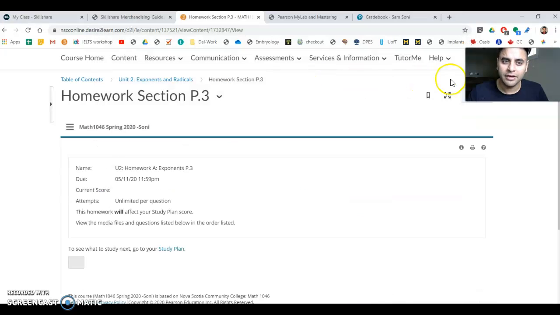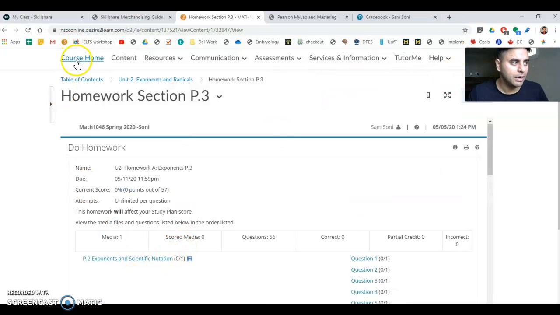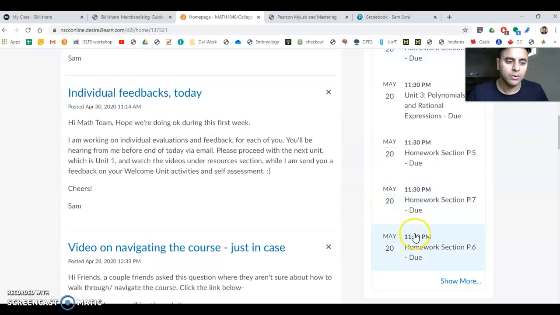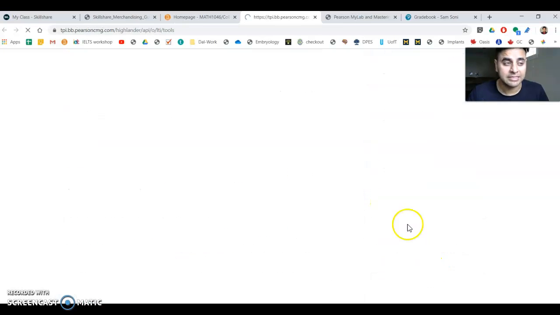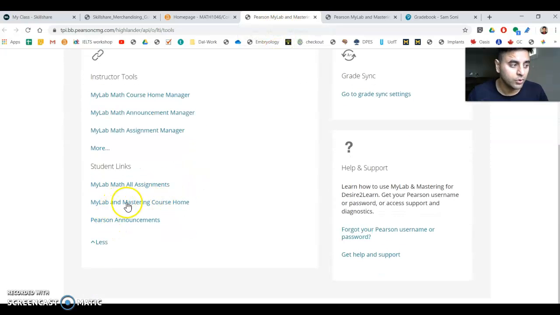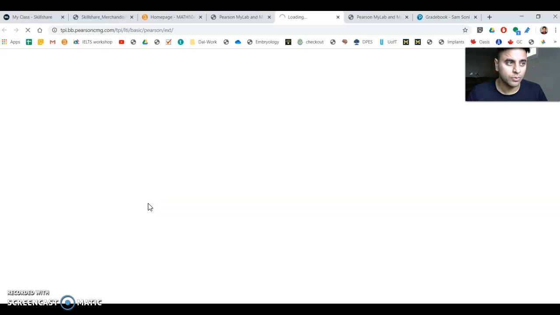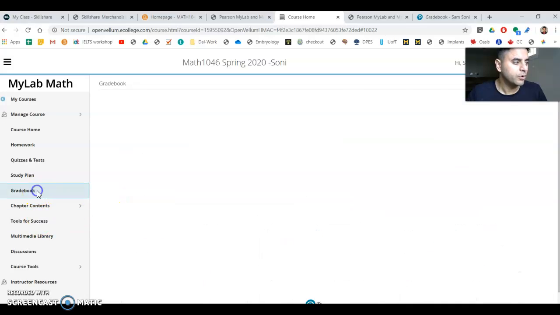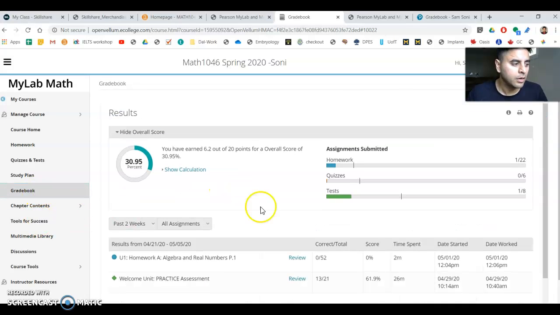I hope this was clear so far. Before I close and let you go, I want you to know that for the test, there is an option. You can go into Pearson for the test that we have completed, and I hope you get a chance to review it. To review your test, you will go into Mastering Course Home as a Student, and then you go to Gradebook. Once you are in the Gradebook, you will get a chance to review your work.